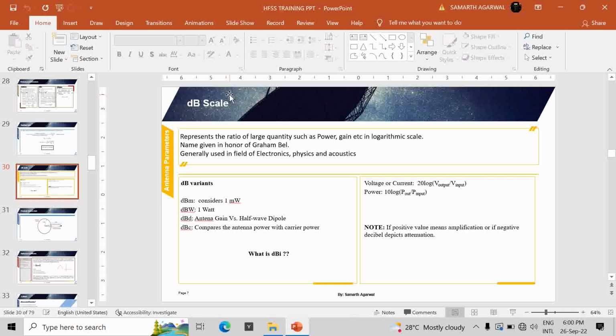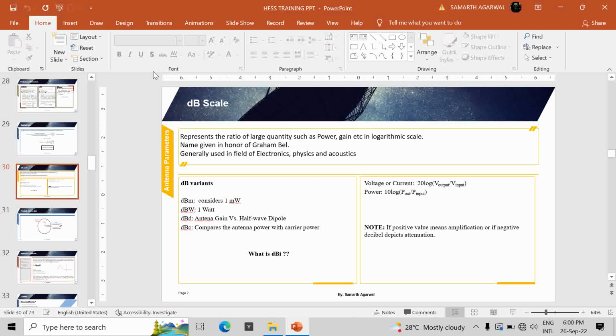So you might have a query in your mind: if an antenna does not exist in real life, then why are we considering it in a parameter or a scale to represent the gain of a practical antenna? That also I will tell in the coming slides, probably in the next slide only.